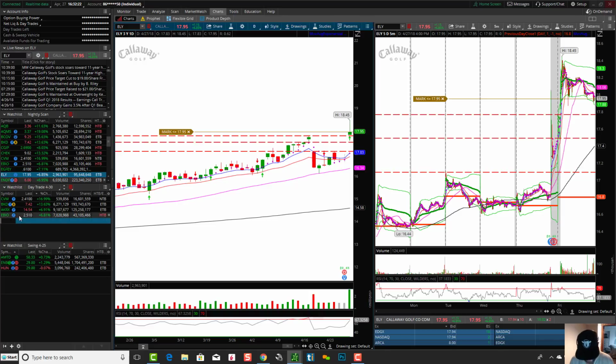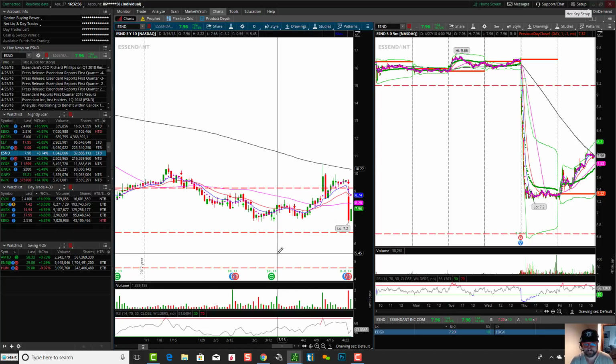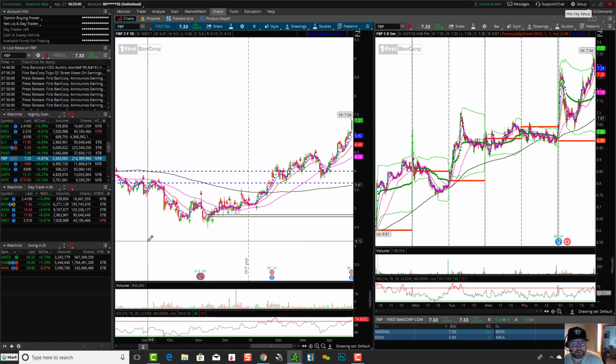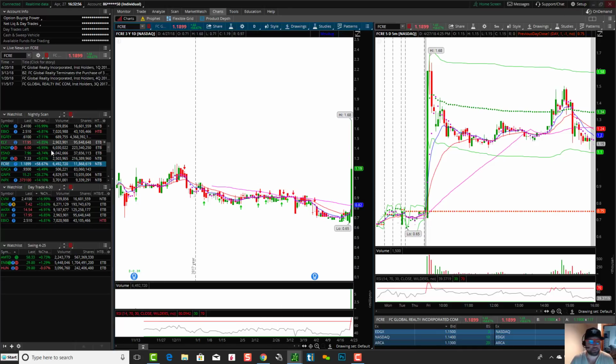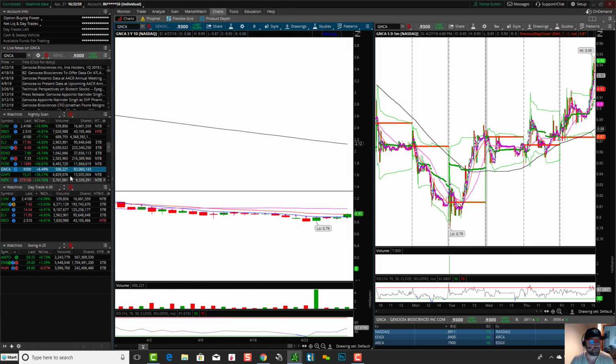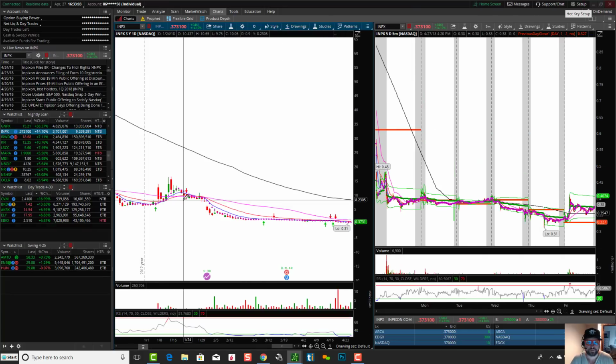ELY, Callaway. All right. ENDP, no. Got a piercing pattern here. Got the resistance up here though, so don't like it. FBP, bit overextended. Some support here, could pull back. No, don't like it. Nope. GNCA, no. GMPX, sloppy. Nope.